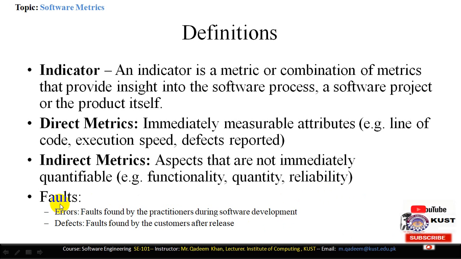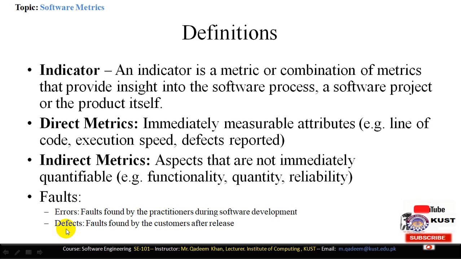And then we have the faults. Faults are certain sorts of defects that can occur in the usage of the project. So there are two types of faults. One is errors and the second is defects. The errors are those faults found by the practitioners during software development. The practitioners means the person who developed the software, also called the programmer. So if they identify certain faults, these are called errors. And remember that without fixing the errors, the software will not be executed by the compiler. So the errors are very much fatal problems in the software.